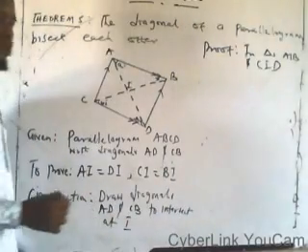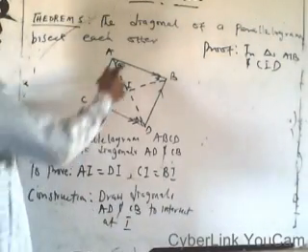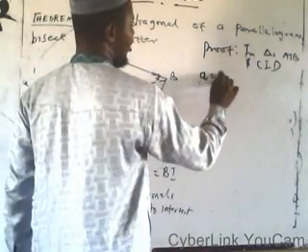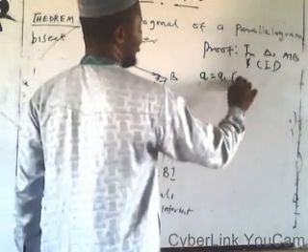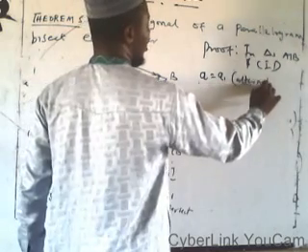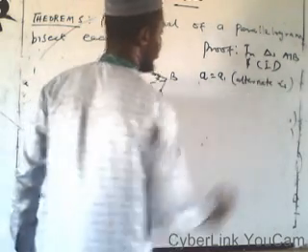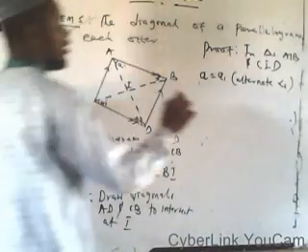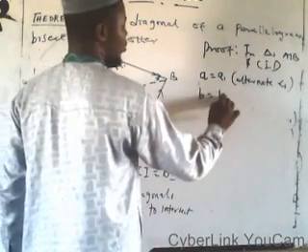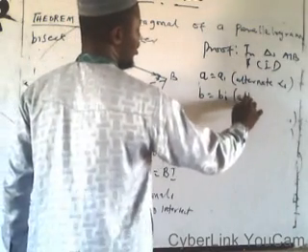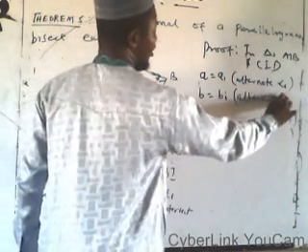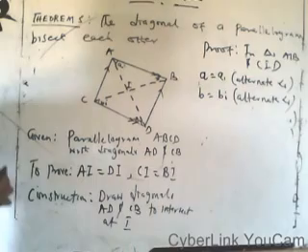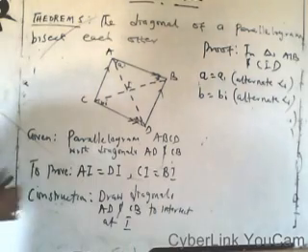you notice that angle A equals angle AI. That is alternate angles. We also notice that angle B equals angle BI. That's also alternate angles.